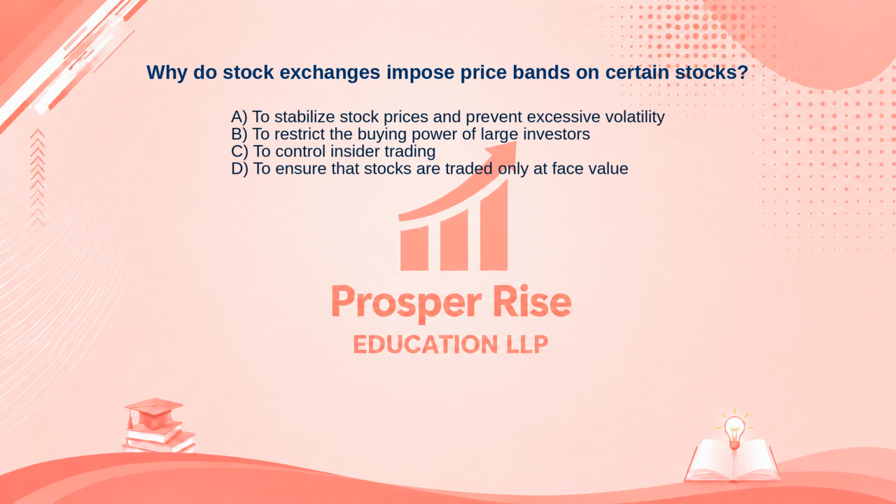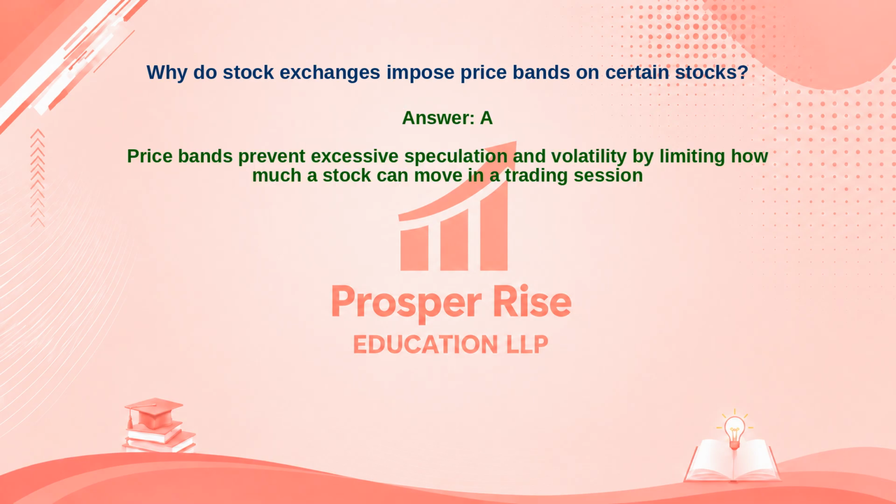Take a moment to pause the video and decide. The correct answer is Option A. Let's see why. Price bans prevent excessive speculation and volatility by limiting how much a stock can move in a trading session.